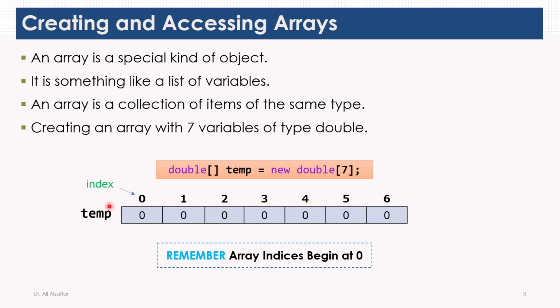Similarly for arrays. If you have an array of a certain data type, then the first variable in the array always has index 0, and the last variable in the array will have index the size of the array minus 1. So now we are defining 7 variables. Therefore, the first variable is at index 0, and the last variable is at index 6. When an array is created, by default, all the elements of this array are initialized to 0. So remember that array indices always begin at index 0, similar to strings.